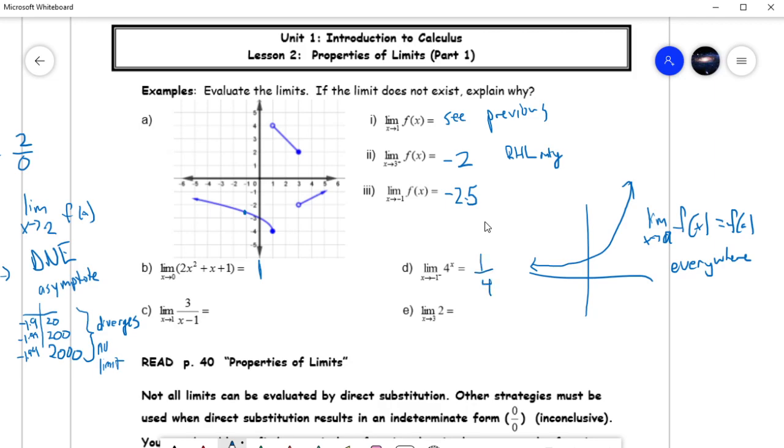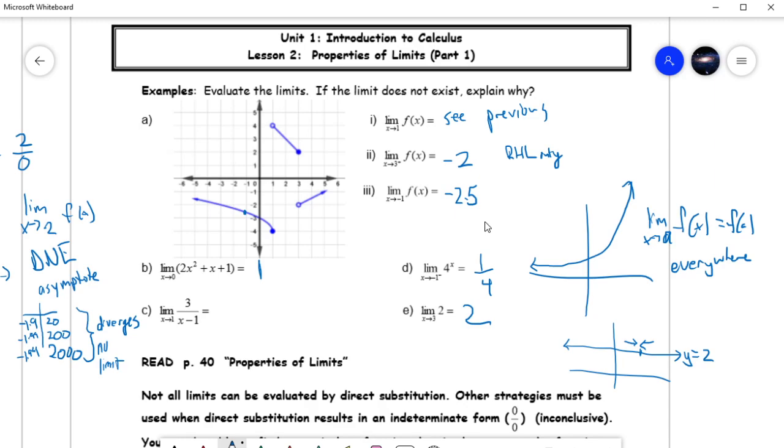Done. What about the limit of 2 as x approaches 3? Well, look, this is the graph of y equals 2. As x gets close to 3, y is still 2. In fact, nothing x does on this graph is ever going to change the fact that the y value is 2.